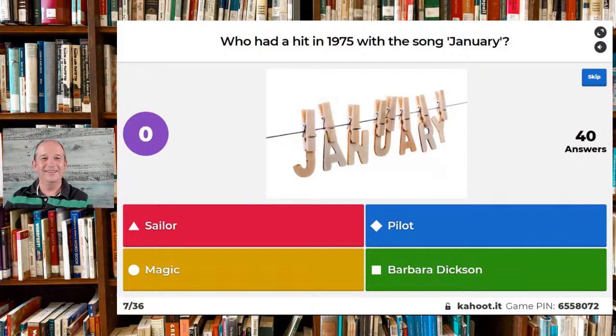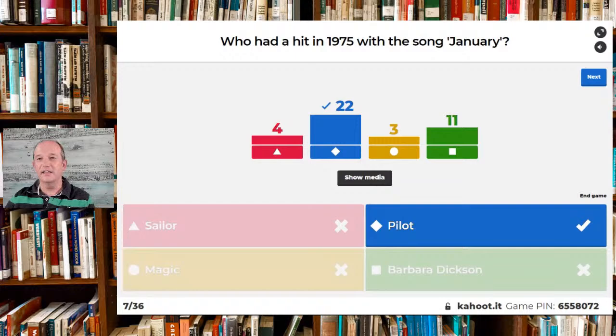Yeah, Pilot is the answer. Well done. Pilot sang the song. 11 of you going for Barbara Dixon. Her song was January, February. I think it was a different year as well, a little bit later than 75. So well done, 22 of you getting that one right. Those of you who picked Magic, that was the follow-up, one of the other songs by Pilot. So I was just trying to be a little bit sneaky there. Well done, Roy, for getting that one right. Brilliant. Okay, here we go.